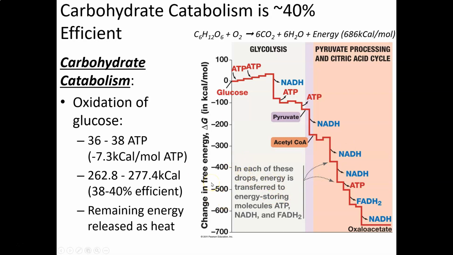So humans are about 38 to 40% efficient in terms of the breakdown of glucose for energy.